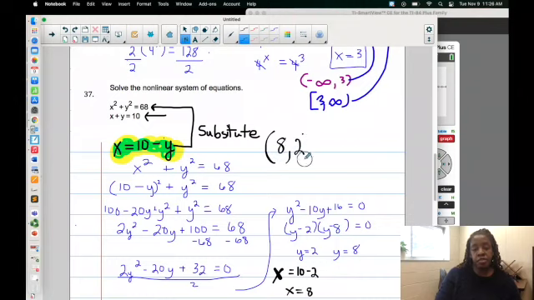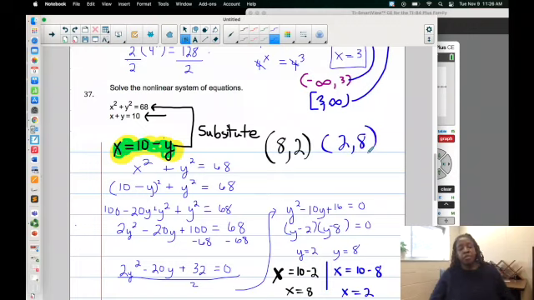That's one of my answers anyway. Now for my other answer. When y is equal to 8, this time we have x is equal to 10 minus 8. And you've got to do both of them. This time x is equal to 2. So that means the other possibility would be going through the point 2, comma 8.